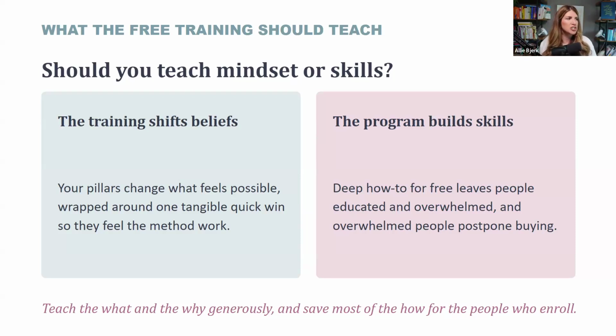So the pillars are going to change what feels possible. And then you're wrapping it around this solution that's also in the pitch that you're making at the end. So they're going to feel like your method works too. You're making all these pieces work together based on what it is that you're selling. That's why we talked about the offer first. I always make sure that you know exactly what it is. Is it community? Is it coaching? You know exactly what's in the offer before you build the webinar, because you want each thing to point back to the belief that you're giving them inside of the training.